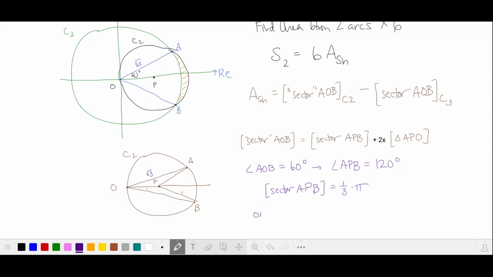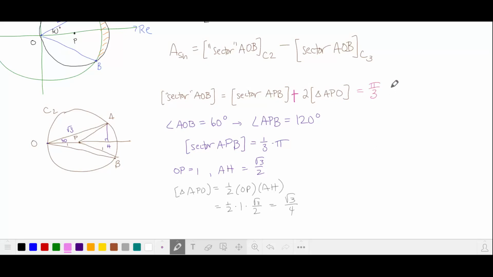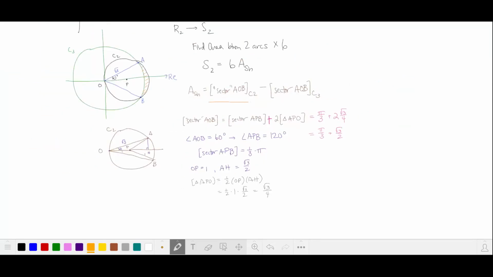Now let's find the area of this triangle APO. We'll find the distance from O to P is the radius of the circle, that's 1. We have triangle OAH is a 30, 60, 90 triangle. So the distance from A to H is √3/2. So the area of triangle APO is 1/2 base times height, or √3/4. We'll fill in these areas and 2 times the area of the triangle. So the area between circle 2, between points A, O, and B is pi/3 plus √3/2. That takes care of this first part.